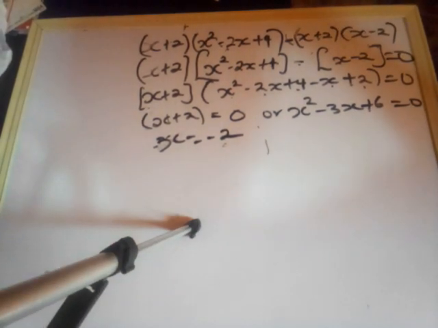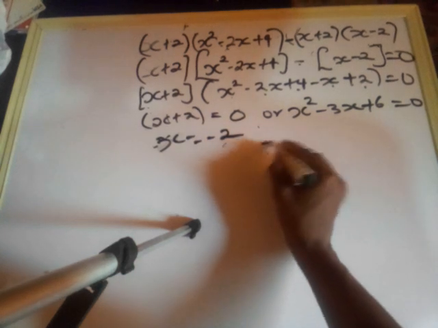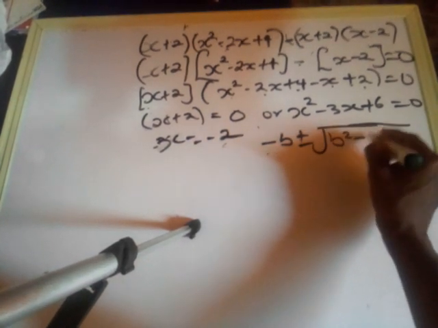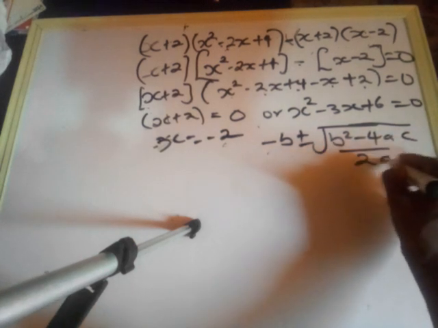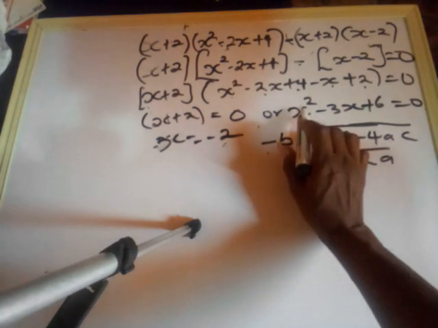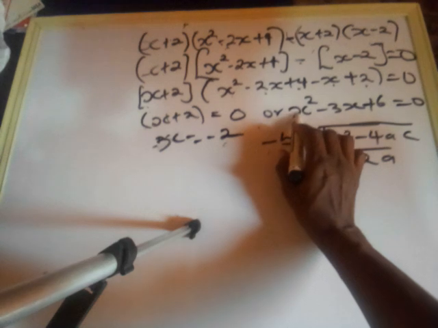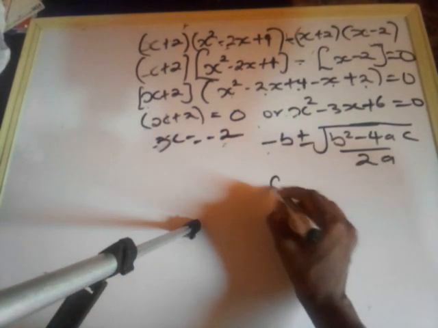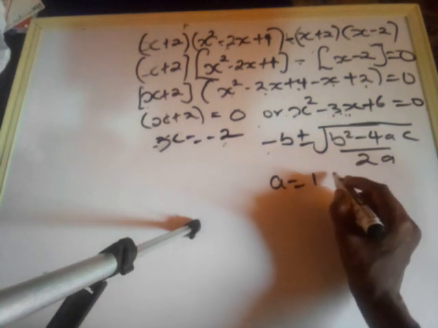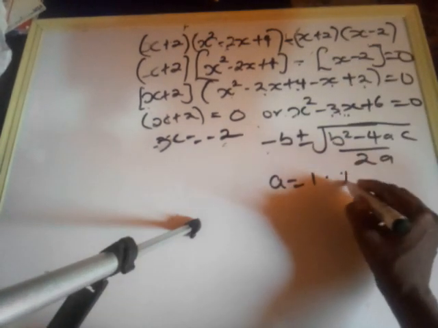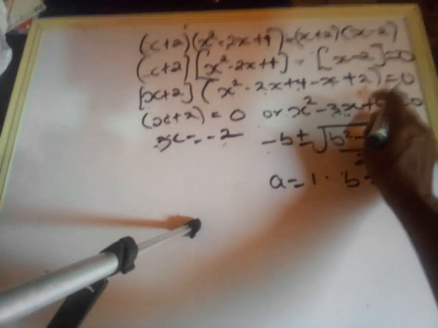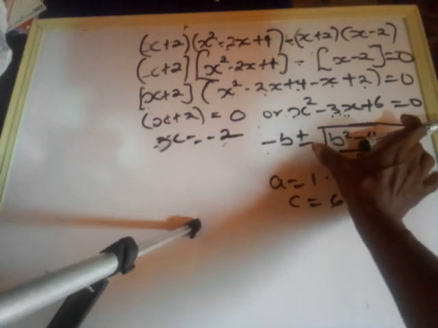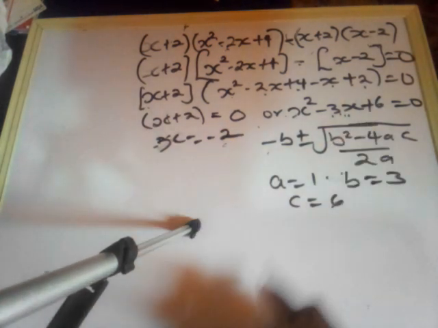Now to get x here, we are going to use the factorization method. Oh no, sorry, we are going to use the formula method. So we have x equals minus b plus or minus the square root of b squared minus 4ac, over 2a. From here, our a is the coefficient of x squared, which is 1. The coefficient of x here is b, which is minus 3. Our c is the constant, which is 6. So we are going to substitute into this formula.